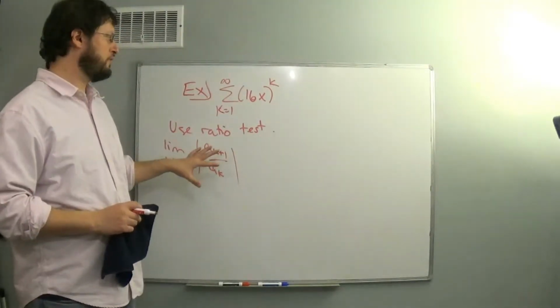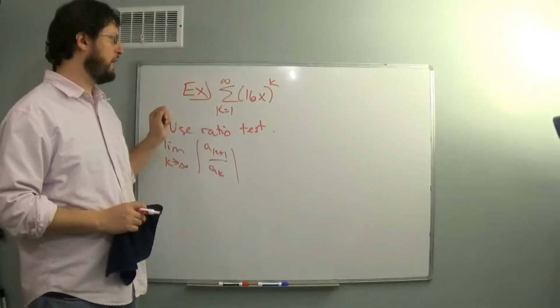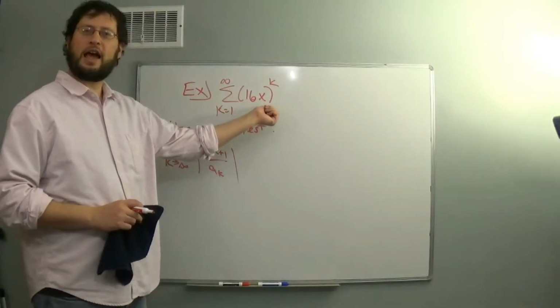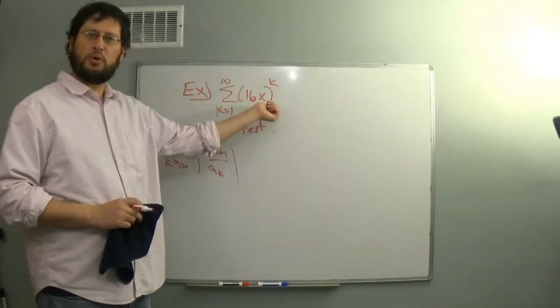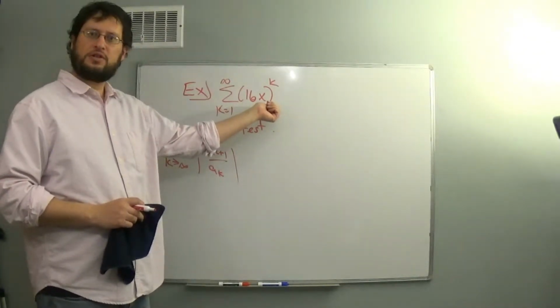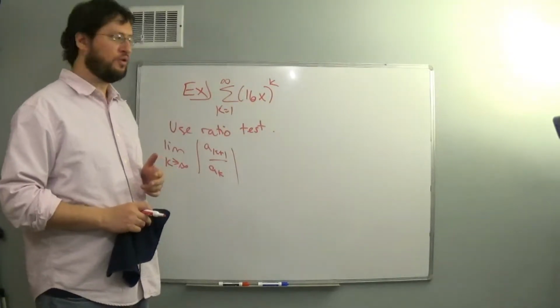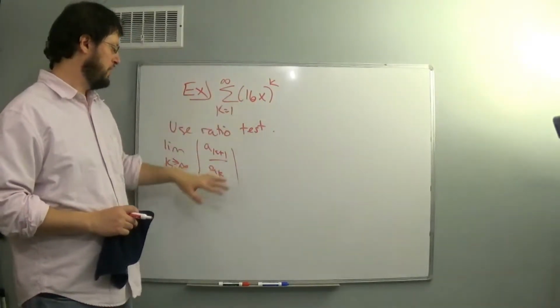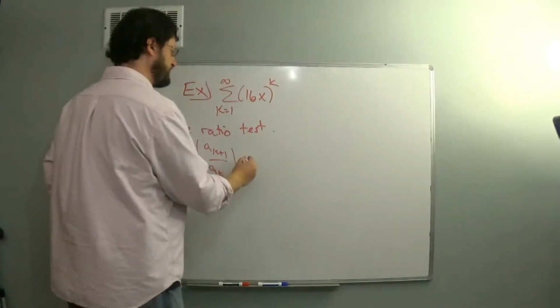And so this is our general strategy for most of these questions, where you have a series that has an x in it. Think about x as a variable. Some values of x make it converge, some make it diverge. In order to determine what values of x will work, we will use this ratio test.